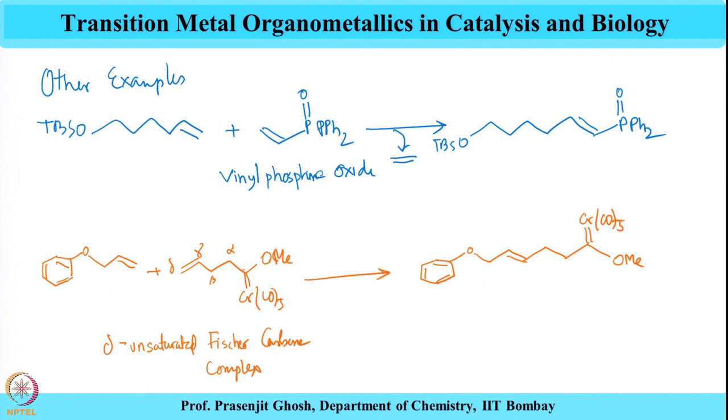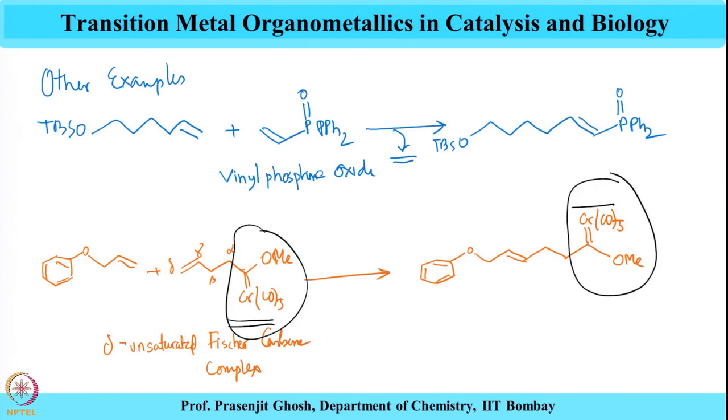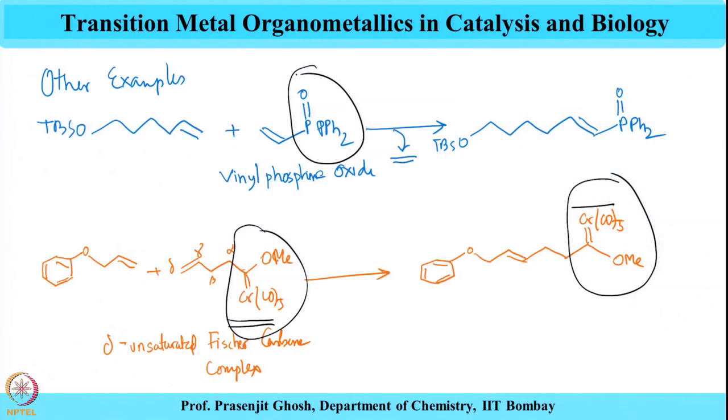CO5. So, this is an interesting example where one sees that even the metal carbene or Fischer carbene moiety does not get affected in the process of cross metathesis, and is not affected by the ruthenium catalyst. So, as we had discussed in our previous lecture, similarly this phosphine oxide stays intact during the course of metathesis.